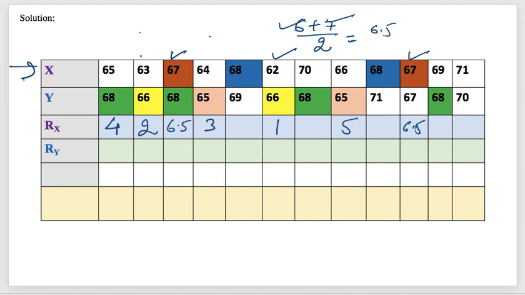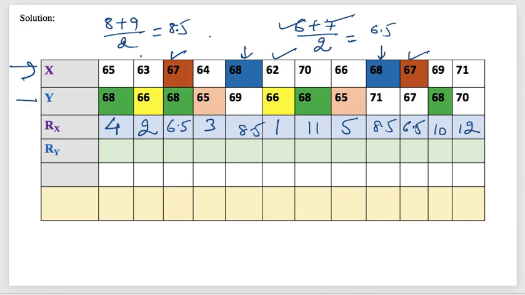After 67 I am again getting a repeated entry, and that is coming at the 8th and 9th positions. So the average of 8 and 9 will be 8.5. We get 17 by 2, so it will be 8.5 here and 8.5 here. After the 8th and 9th, we have the 10th count, and the next value is 69, which is the 10th number. Then we have the 11th as 70 and 12th as 71. So we have assigned ranks to this X series.